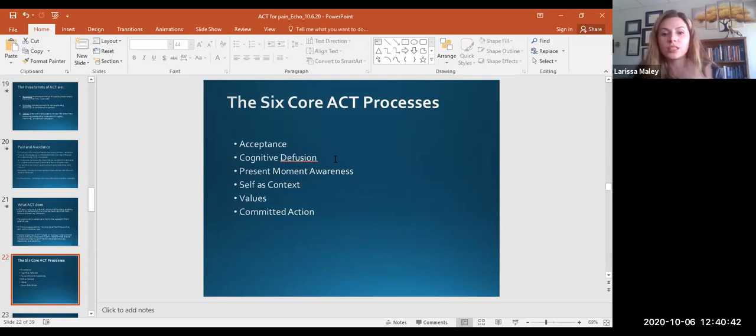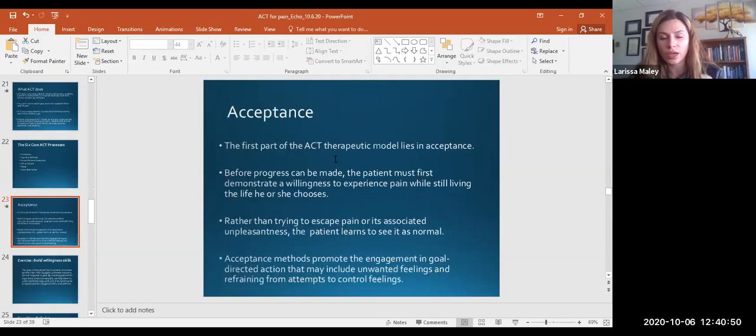So you might do several weeks on acceptance with multiple exercises. You might do several weeks on cognitive diffusion with multiple exercises. But I just wanted to give you a taste of what each one of them means. So within acceptance, this is where you start, right? This is where the model says you need to have some level of willingness before progress can be made. So you always start with the acceptance quadrant.